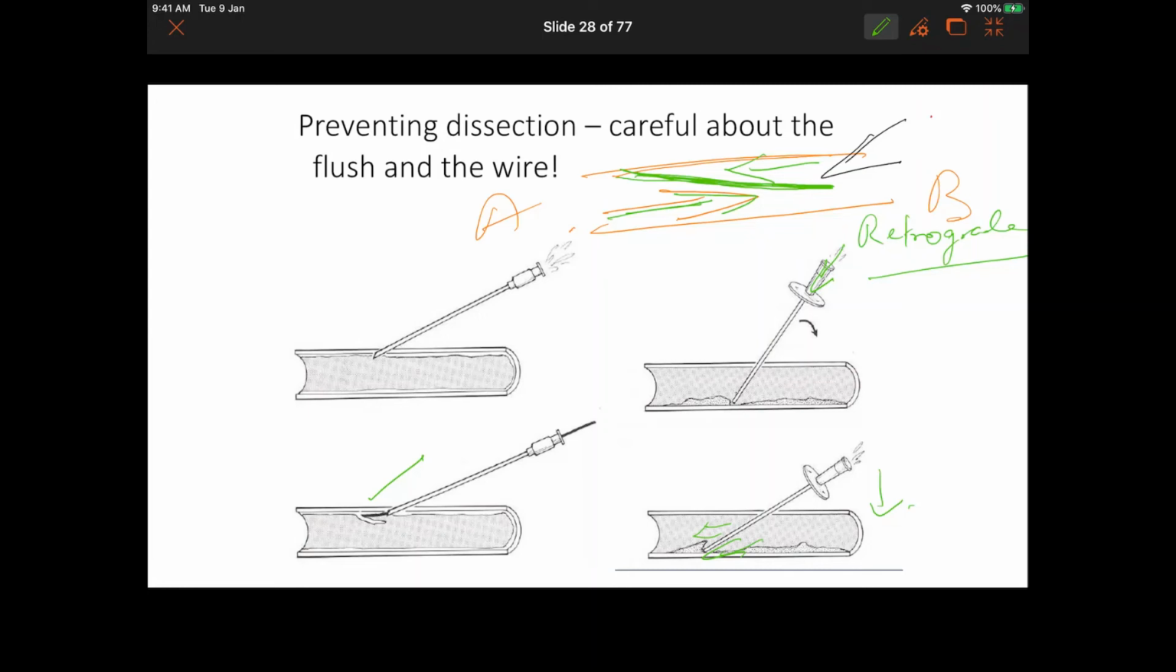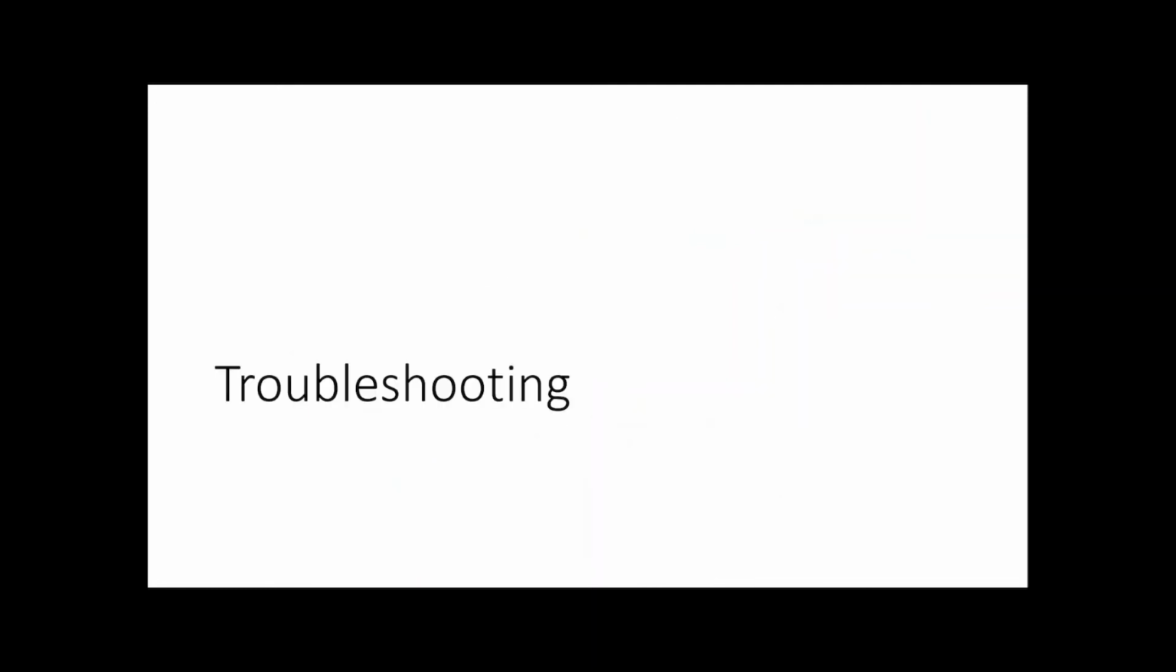But the best part is that retrograde dissections are often self-healing, because the mouth of the dissection is away from the direction of the flow. So most of the time, the flow will have a tendency to close this mouth of the dissection. So it usually self-heals if you leave it this way.